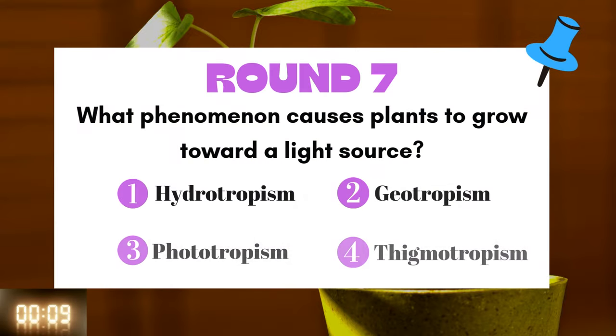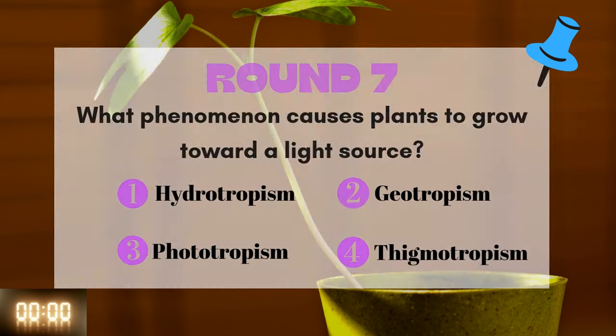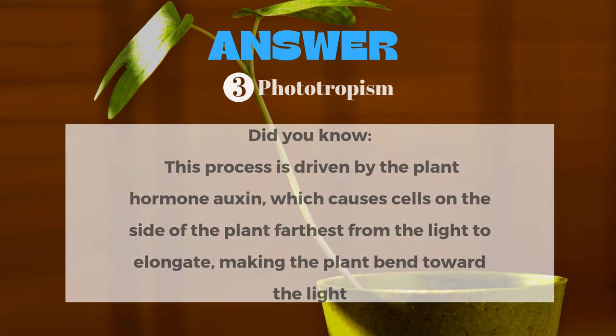Round 7. What phenomenon causes plants to grow towards a light source? The answer 3. Phototropism.